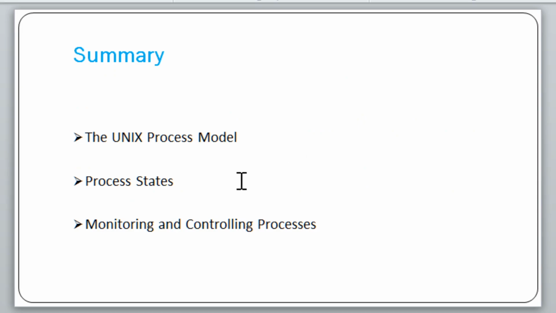So in summary, we went over the UNIX process model. We went over process states. And we went over monitoring and controlling processes. And we even got a little bonus info there, as you were able to see and watch that some of the processes weren't exiting. So we actually used some different flags on that kill command to actually stop the processes.